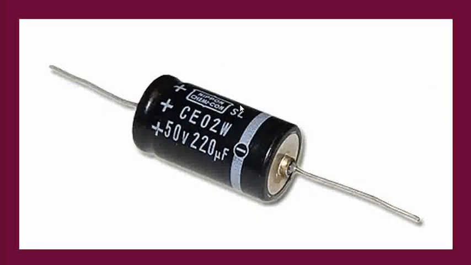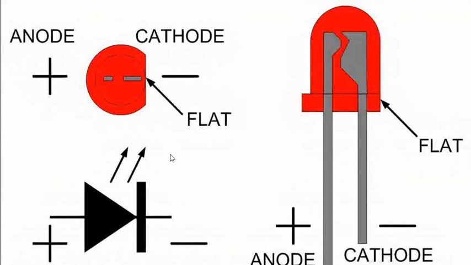And this is an axial capacitor. The axial capacitor is very easy to identify. The marking around the capacitor is towards the negative side, and you have plus on the other side. This is straightforward. And then here comes the most favorite component for us, the LED.